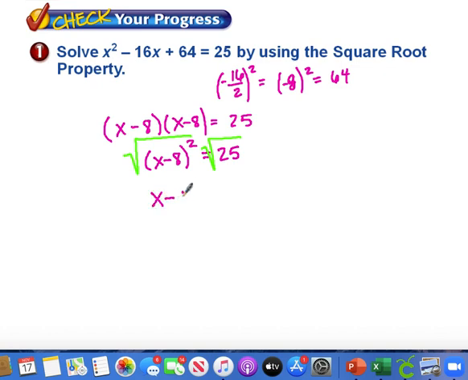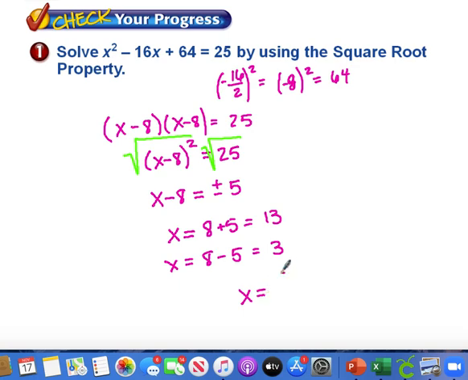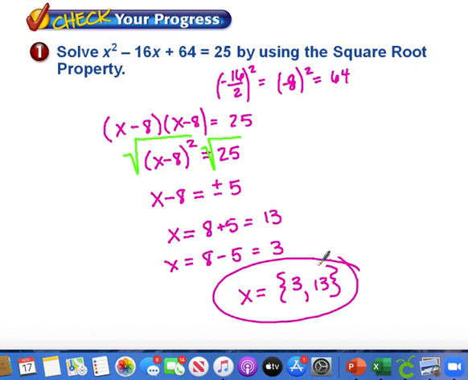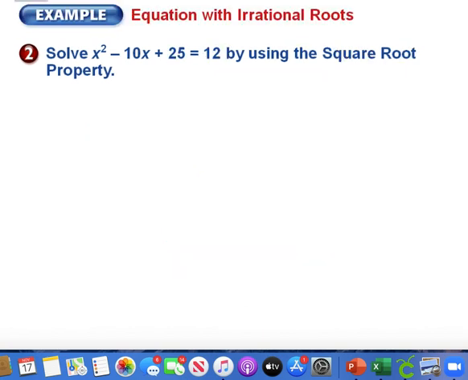That's going to give me x minus 8 equals positive or negative 5. And I'm going to go ahead and isolate from here. So x equals positive 8 plus 5, or 13, and x equals positive 8 minus 5, which is 3. So I'm going to have two integer values for my solutions to the equation. So x is equal to 3 or positive 13.